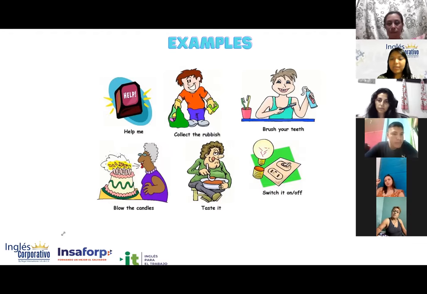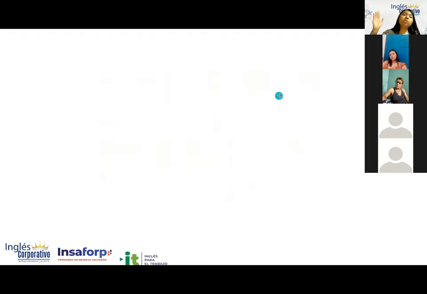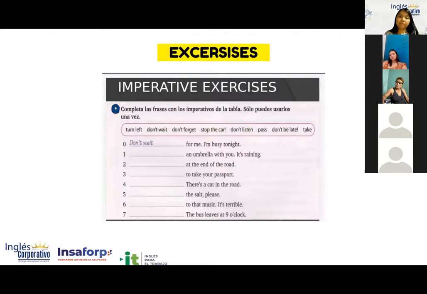Close the window. How do you say, thank you. How do you say cerrar la puerta, Andrea? Close the door. Very good. So those are commands. Those are orders.